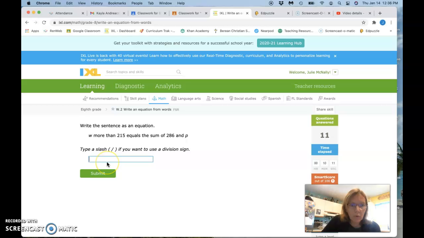And then W more than 215. So 215 goes first, plus W equals the sum, which means add, of 286 plus P.